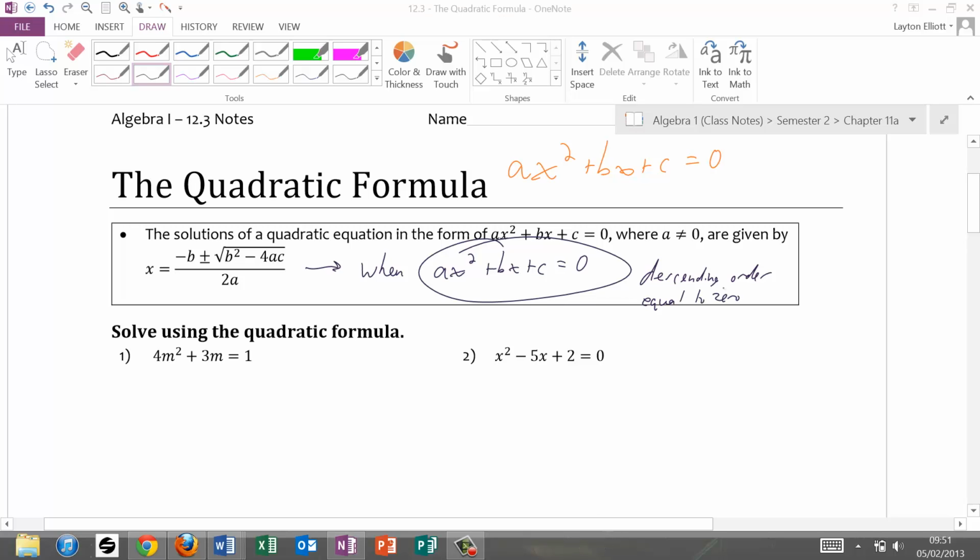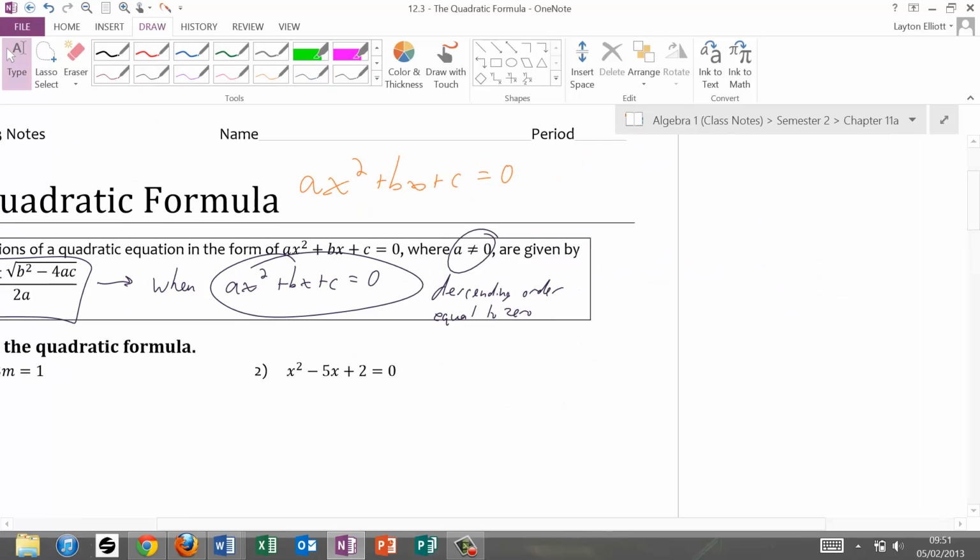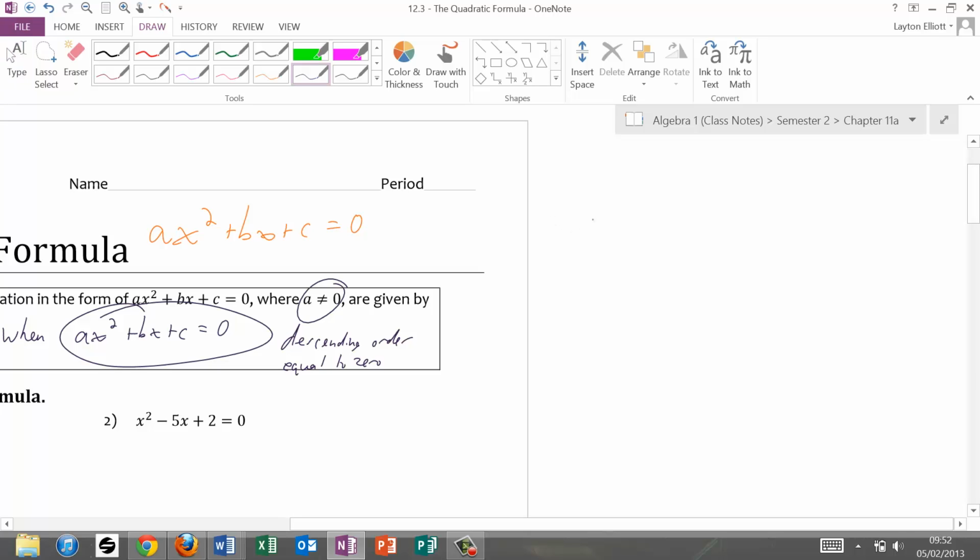The solutions of a quadratic equation in the form ax squared plus bx plus c equals 0 are given by this. Somewhere in white space or off to the right, write this out: x equals opposite of b. Some of you, especially the Creeksiders, would have learned negative b, but that's not quite correct.